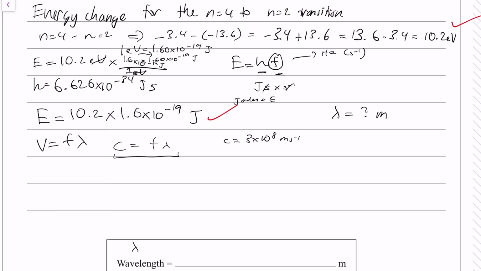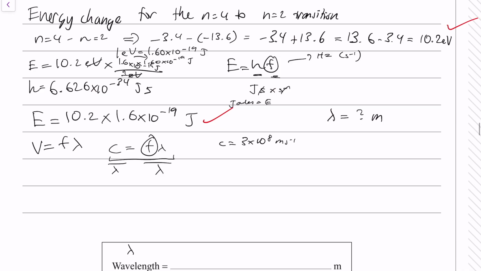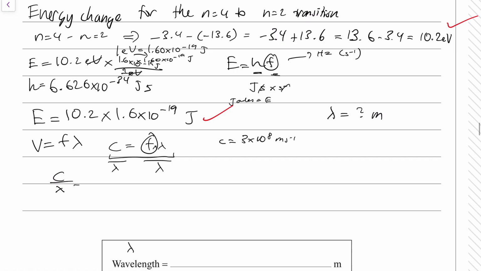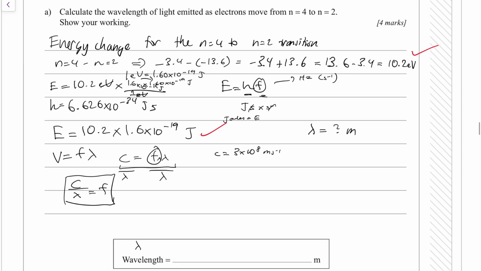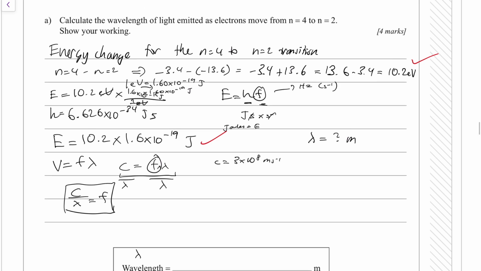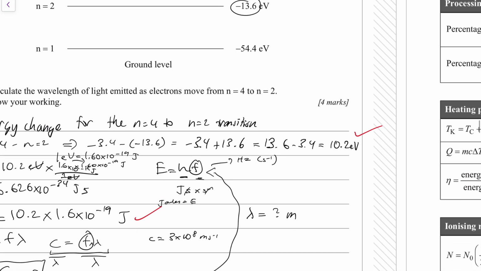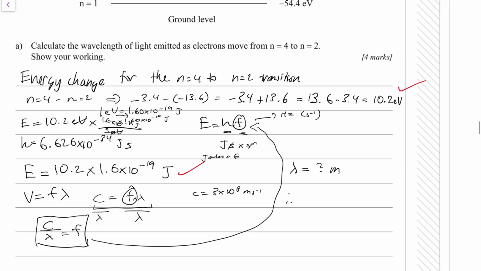But transposing, right? So we want f on one side of the equation, so let's get rid of lambda from the right hand side by dividing, okay? Because we're multiplying here, so we have to divide to do the opposite. So we know c over lambda is now equal to f. Okay, we have this formula now for frequency, lowercase f, and I can plug that into this formula here, right? So therefore, E equals hc over lambda.